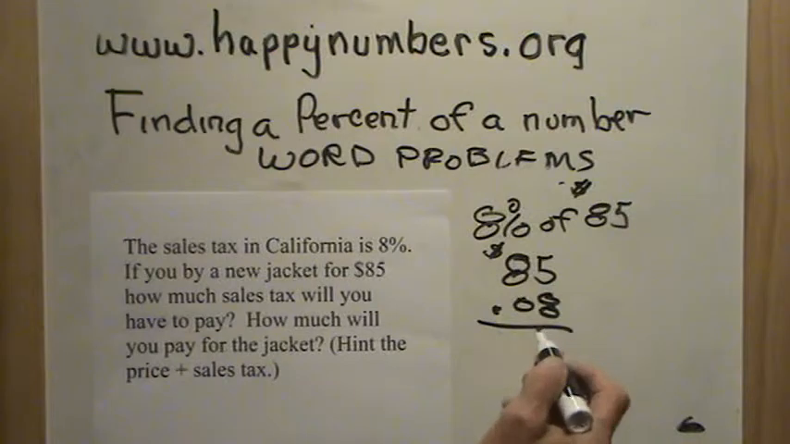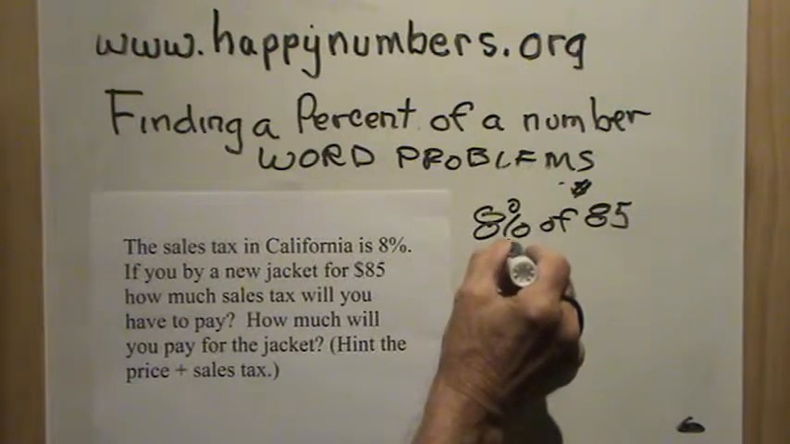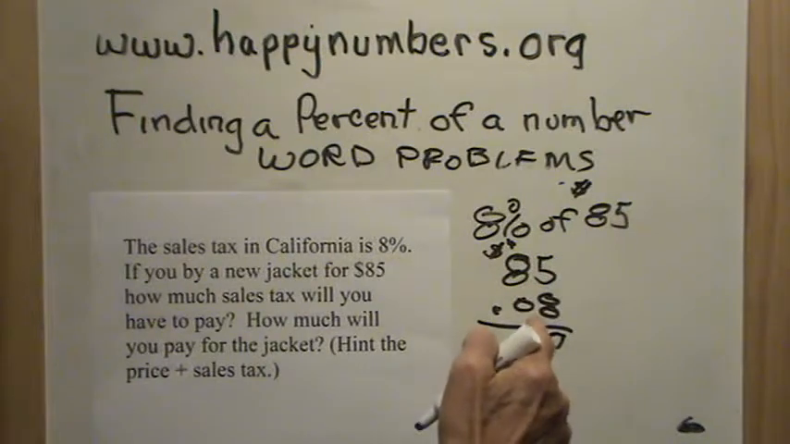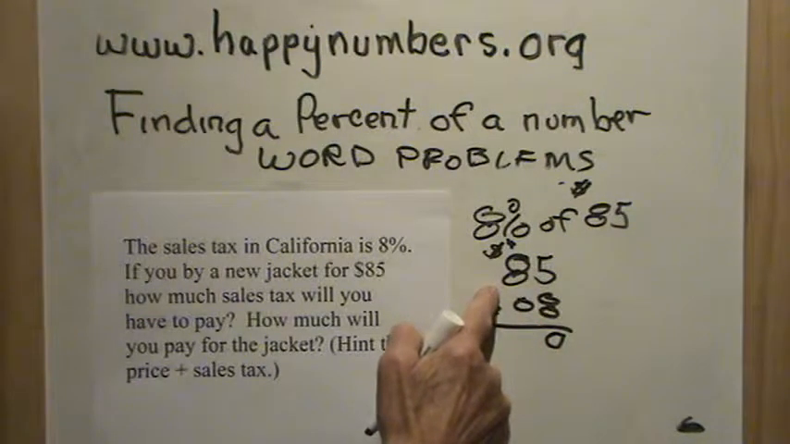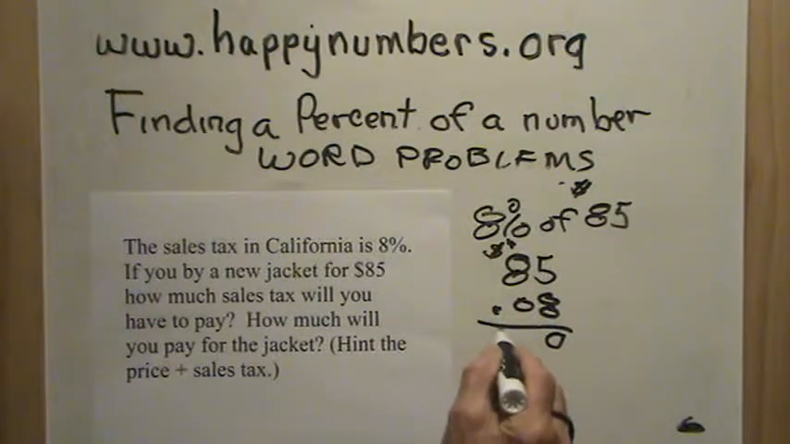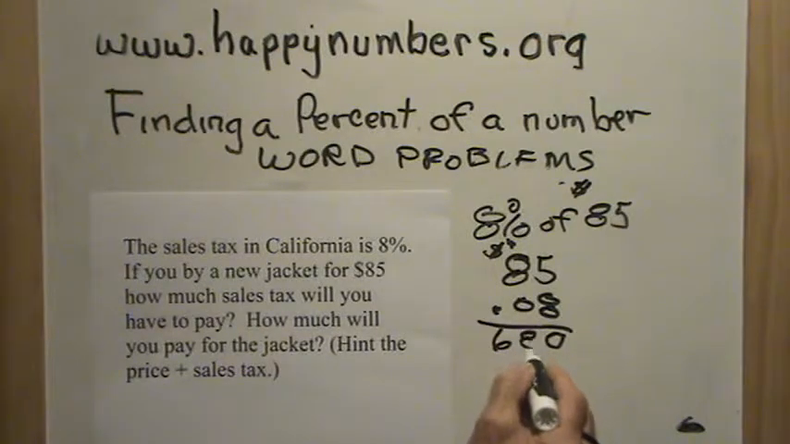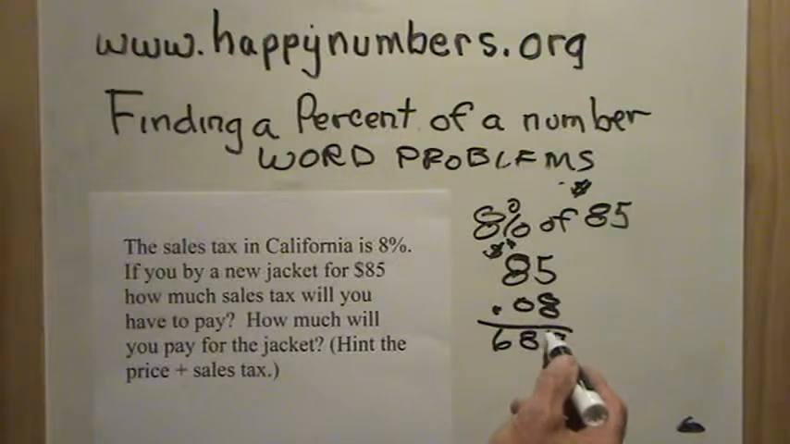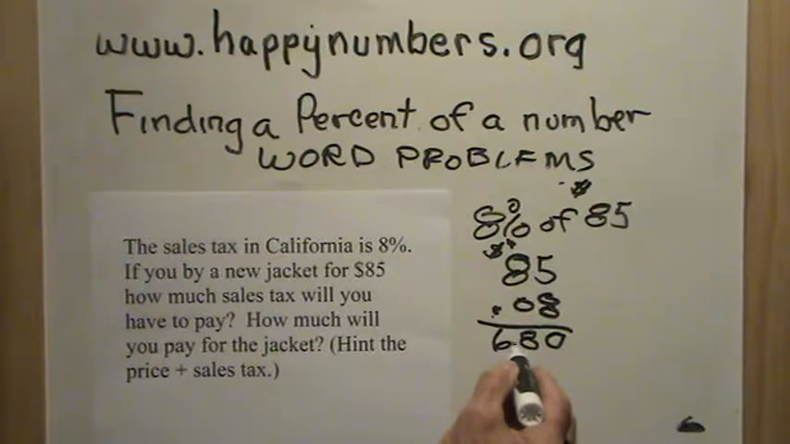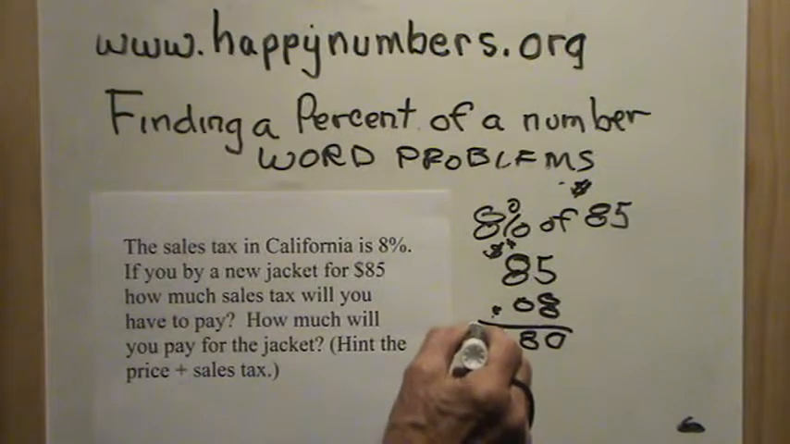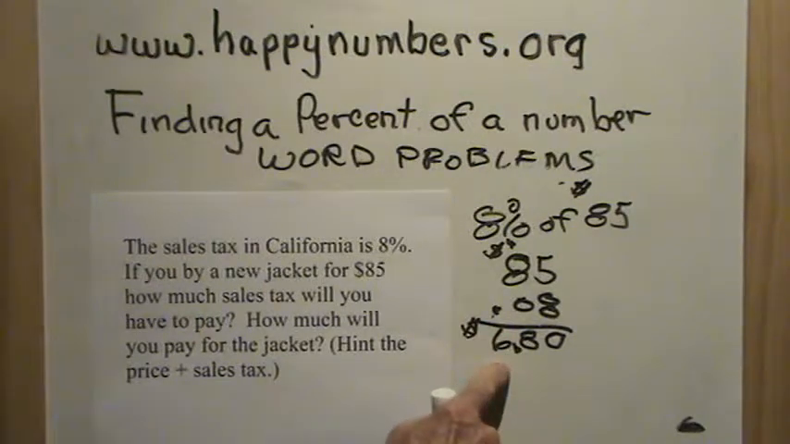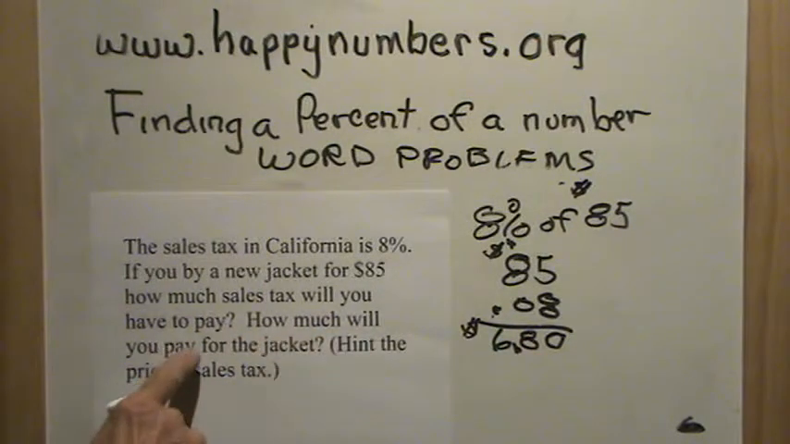Now I multiply. 8 times 5 is 40. I'm going to carry 4. 8 times 8 is 64, and the 4 that I carried is 68. My multiplication is done. Now I count my decimal places, 1, 2, right there. So the sales tax is $6.80.